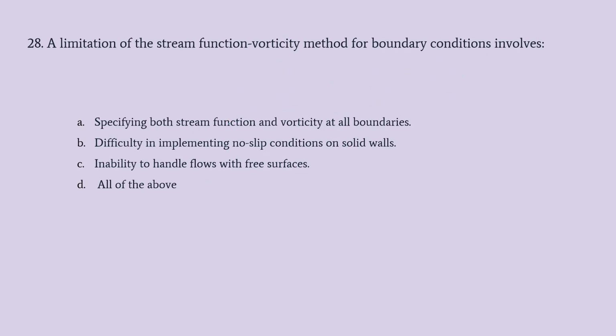Next question. A limitation of the stream function vorticity method for boundary conditions involves. Options: A, specifying both stream function and vorticity at all boundaries. Option B, difficulty in implementing no-slip boundary condition on solid walls. Option C, inability to handle flows with free surfaces. Option D, all of the above. We have already discussed that there is difficulty in defining boundary conditions for the stream function vorticity method. So this question is specific about that: which of the following is a limitation with respect to setting boundary conditions for the stream function vorticity method?